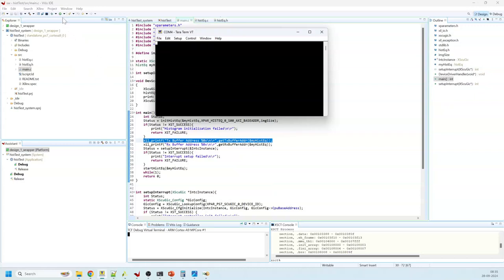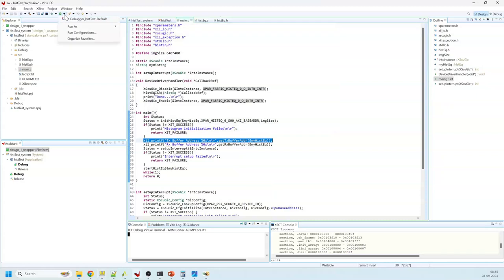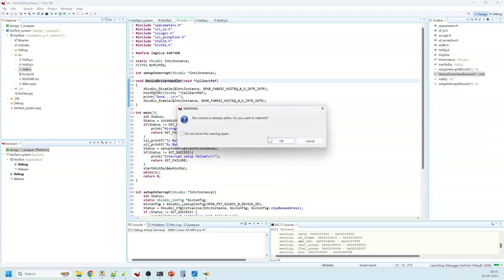So what I will do is simply run my code. Again, you have to create a run configuration and things like that, which I explained in the previous video. I'm not going through them again. I'm just running my code once.